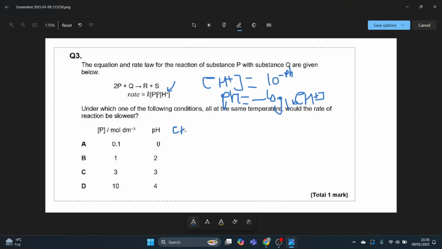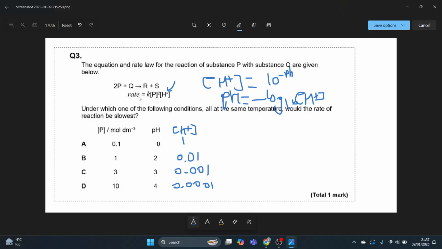So I'm going to create a separate column now of H plus, just 10 to the power minus pH. 10 to the power minus 0, 1. 10 to the power minus 2, 0.01. 10 to the power minus 3, 0.001. 10 to the power minus 4, 0.0001. Now, in which one would the rate of reaction be slowest?